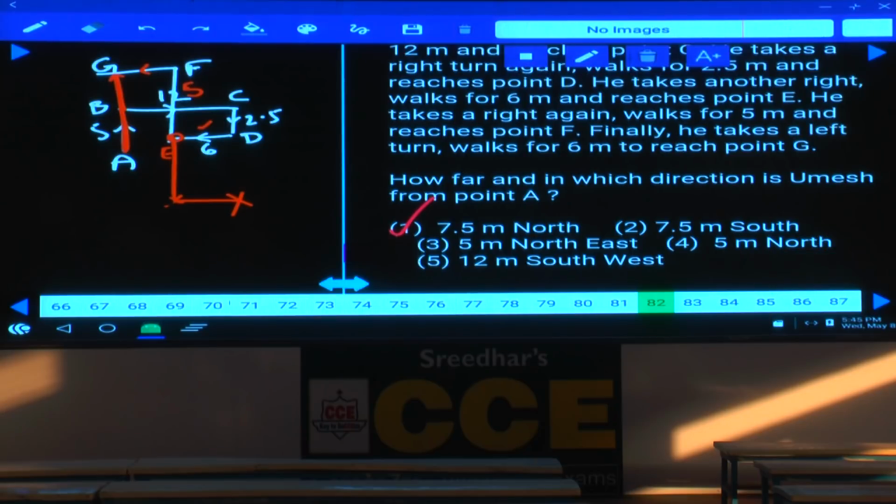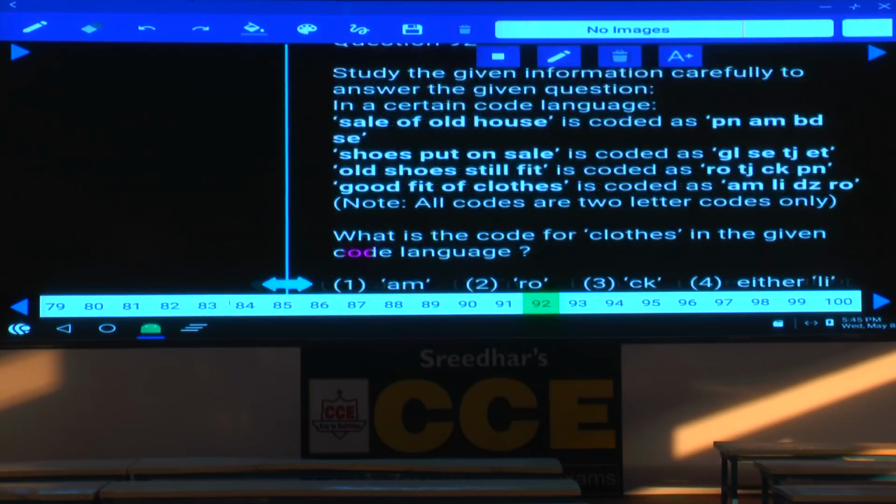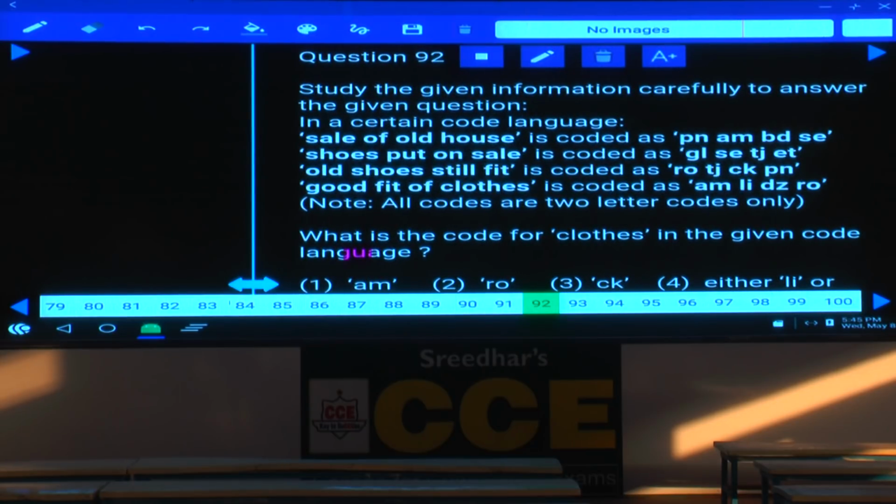82. Then 83, 84, 85, and next one 92 to 96. Now question numbers 92 to 96. Now it comes under which category? Coding and decoding. Sale of a whole house is coded as PM and so on. And what is the word which is common between the first and the second? Sale and sale. Sale is the only word which is common.